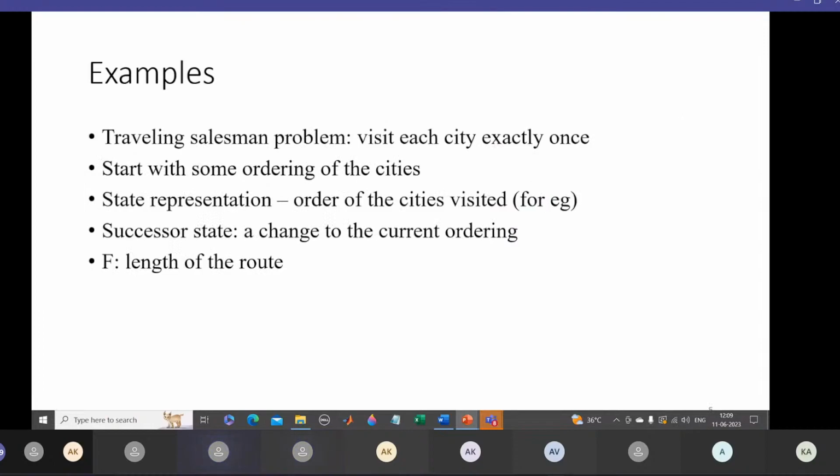Then the traveling salesman problem. What is the traveling salesman problem? You have to visit each city exactly once, with some ordering of the cities to be followed. The order should take less time or less distance or less cost. A state represents an order in which he has visited the cities.